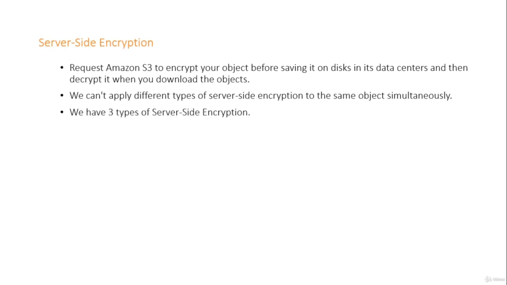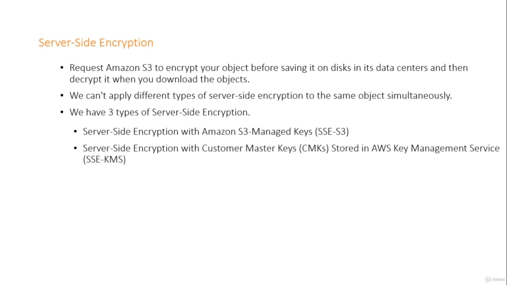Here, we have three types of server-side encryption options. Server-side encryption with Amazon S3 managed keys. Next, server-side encryption with customer master keys stored in AWS Key Management Service. And lastly, server-side encryption with customer provided keys.